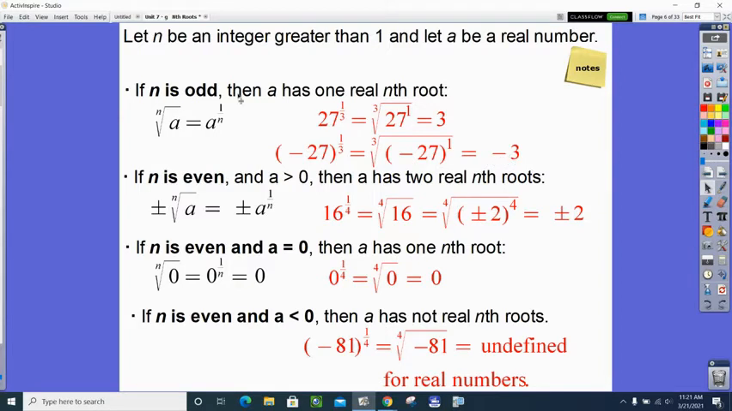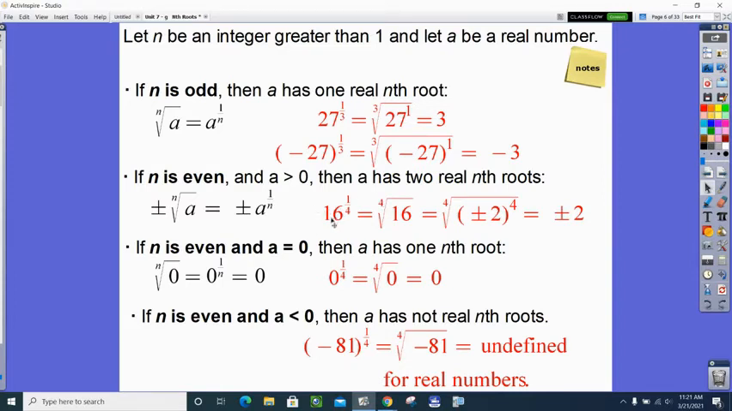So if you have an odd index, you can only get one answer. If it's positive underneath, it's the positive root. And if it's a negative radicand, it's the negative. You can only get one answer if your index is odd. Now for the next 3, we're going to talk about what if it's even. What if you have a 2, a 4, a 6, an 8?